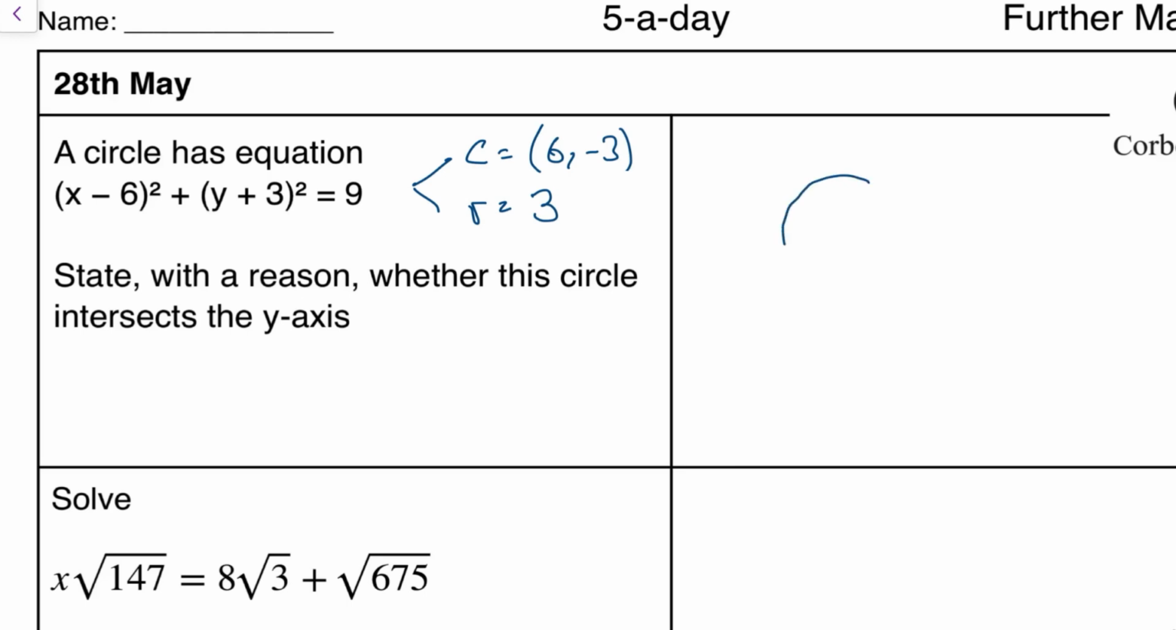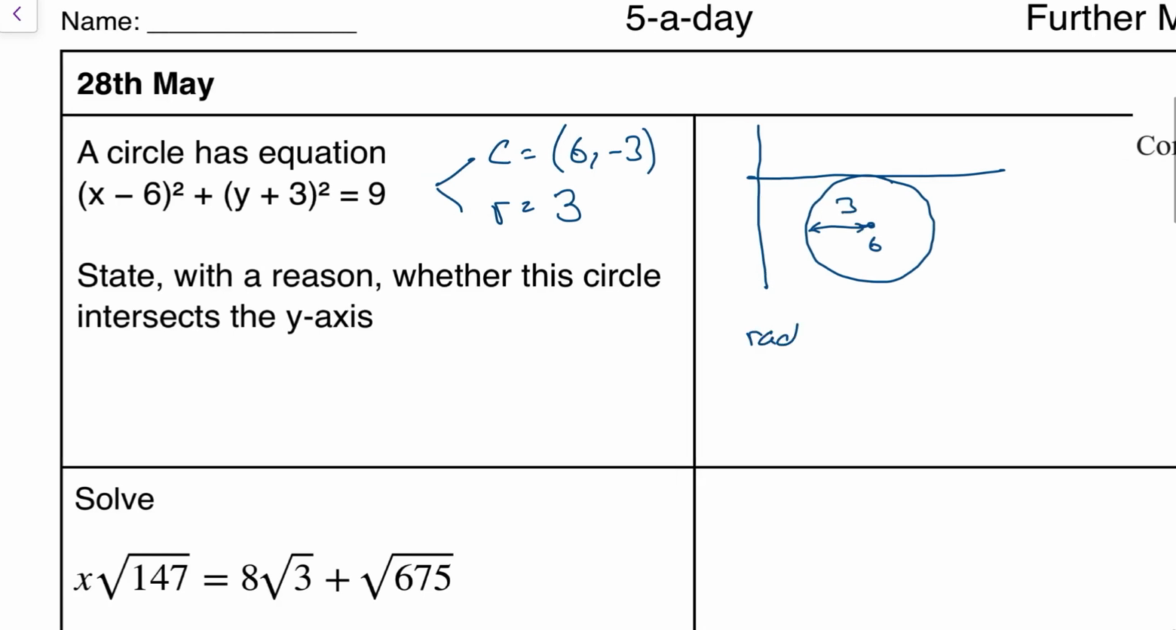Now, a quick sketch helps me explain this carefully. You'd be okay with a good sketch. You can do it with algebra as well. I would note that (6, -3) means that, because the radius is 3, it's going to touch the x-axis. But it won't touch the y-axis because this is 6 across and the radius is only 3. So I would say the radius is less than 6, so no.